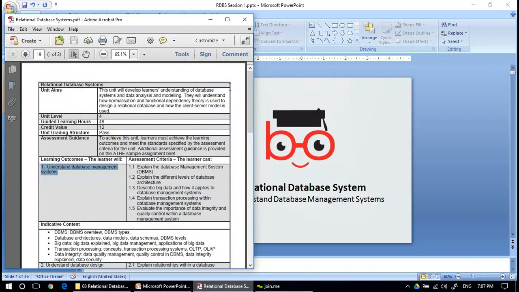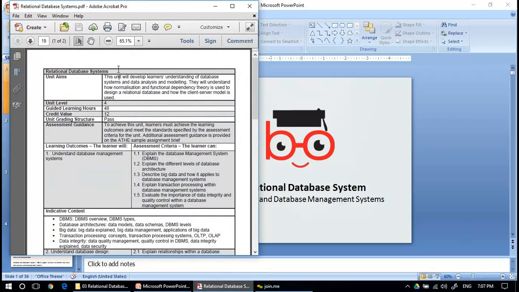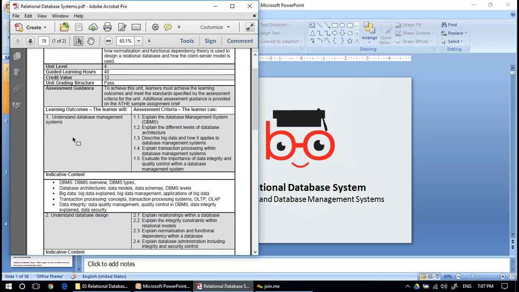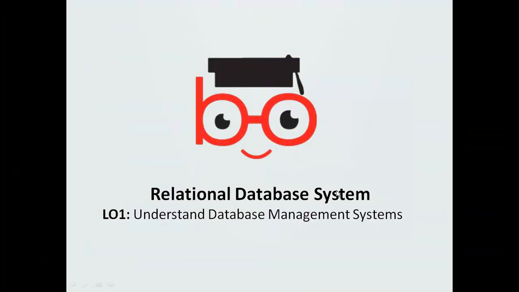Right. So we are starting the new session, new unit. That's Relational Database Systems, and there are three learning outcomes. The first learning outcome, which we will discuss today, is understanding the database management system. The unit name is Relational Database Management System, and first we discuss the database management systems.